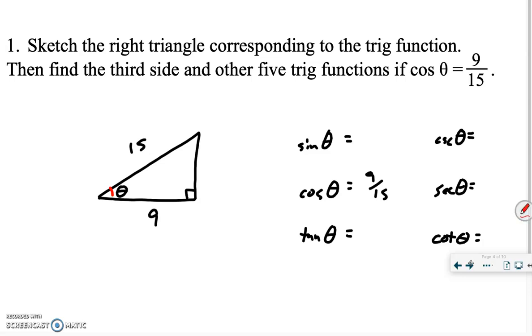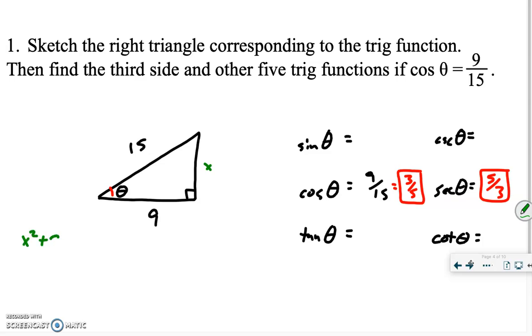Now, even though we're given that the cosine is 9/15, hopefully the first thing that we're realizing is that that's actually going to reduce. That's going to divide by 3 at the top and bottom. We're going to call that actually 3/5. Once we know that that's 3/5, the reciprocal secant is going to be 5/3. In order to figure out the sine, cosecant, tangent, or cotangent, we're going to need to know that opposite side. So in attacking the opposite side, which we'll call x for right now, we've got to do the Pythagorean theorem.